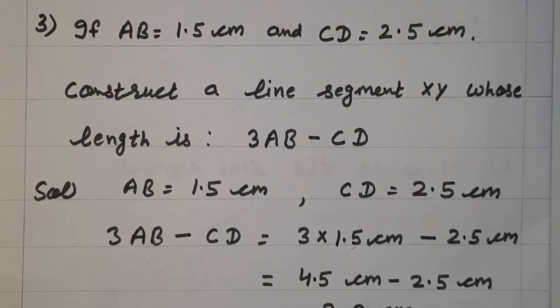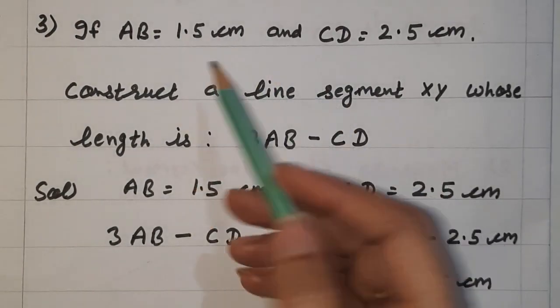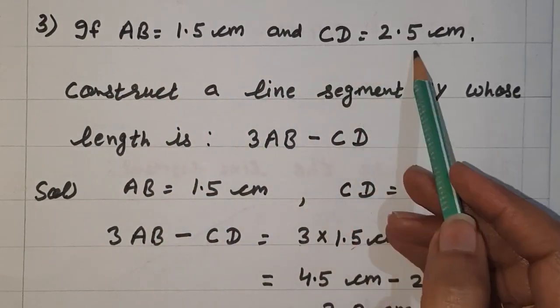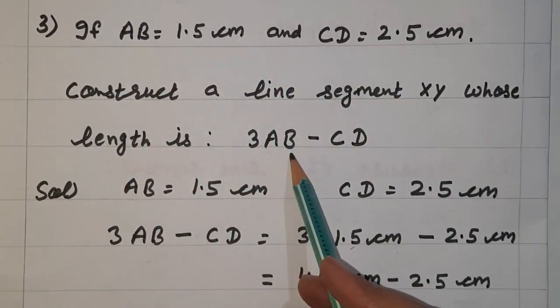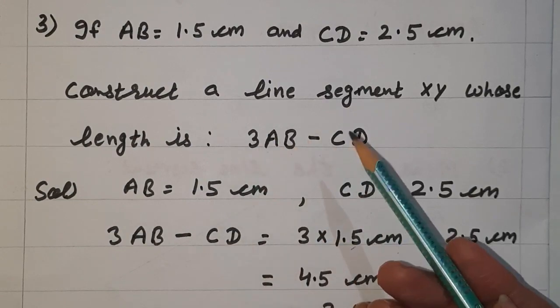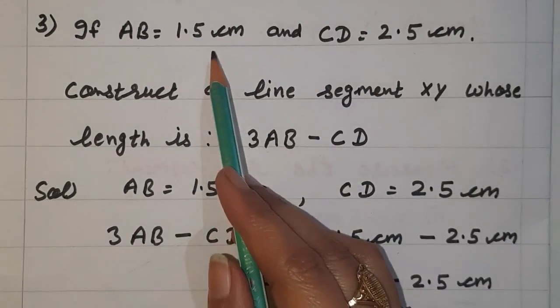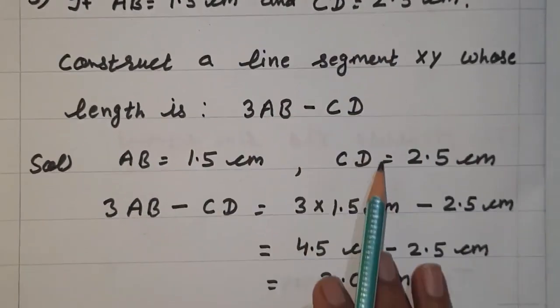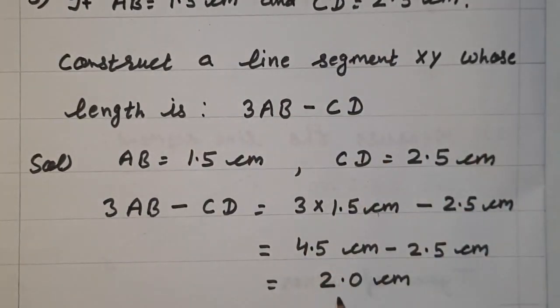Sometimes it can be asked to construct or draw the line segments AB 1.5 centimeter, CD 2.5 and 3AB minus CD. At that time we will construct 3 line segments. 1 this measurement, 2 this measurement and third which will be the answer of 3AB minus CD. Got it? So always read the question carefully.